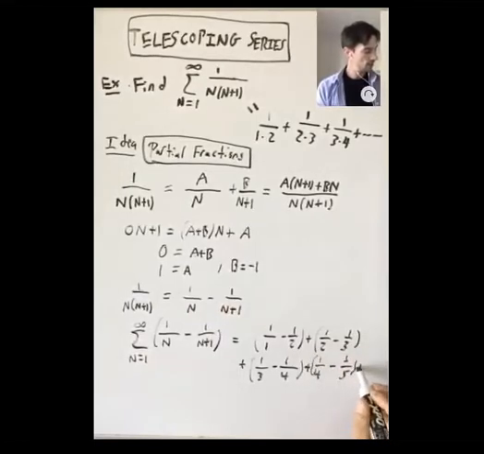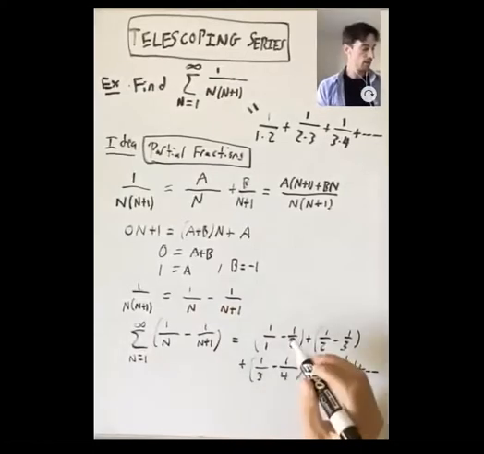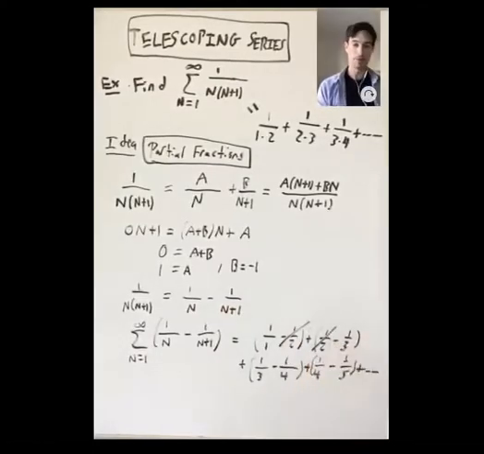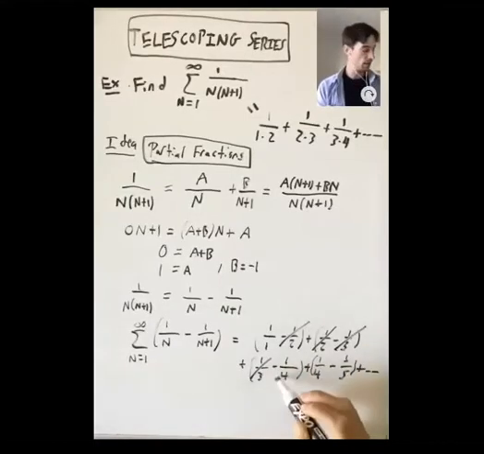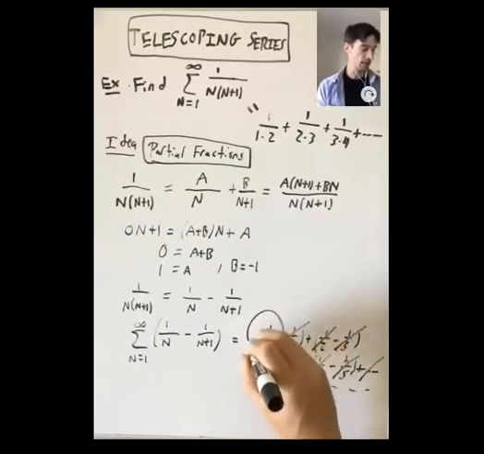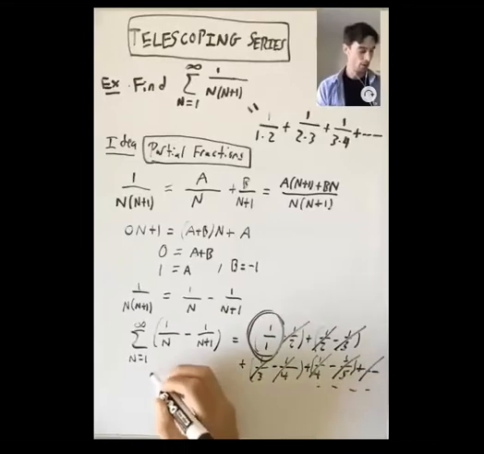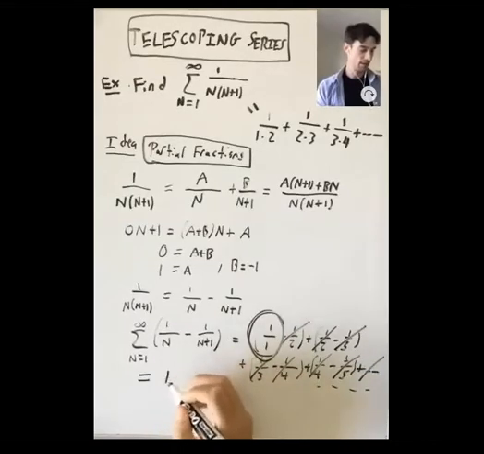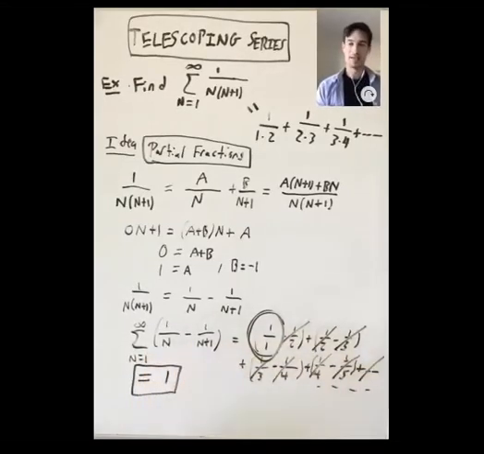And we can see that we get all this cancellation. This minus 1/2 cancels with this plus 1/2. This minus 1/3 cancels with this plus 1/3. Minus 1/4 plus 1/4. Minus 1/5 plus 1/5. The only thing that never cancels is the initial 1 over 1. So this series is equal to 1.